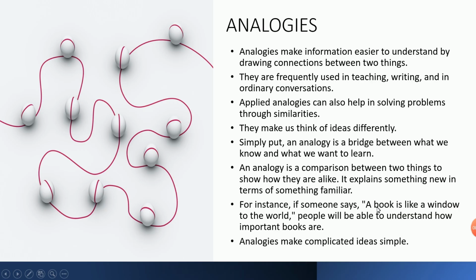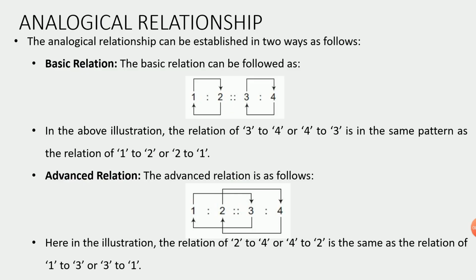Here they have given another example: a book is like a window to the world. This implies the importance of the book, because once we read a number of books, we try to learn, or we try to grasp the ideology of how the world performs or functions. So analogies mainly make complicated ideas simple. This is the basic ideology of analogies.